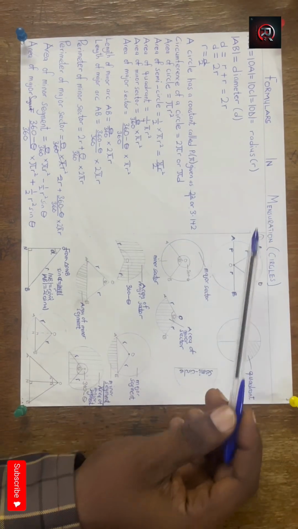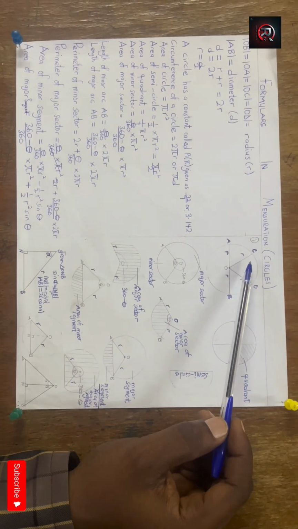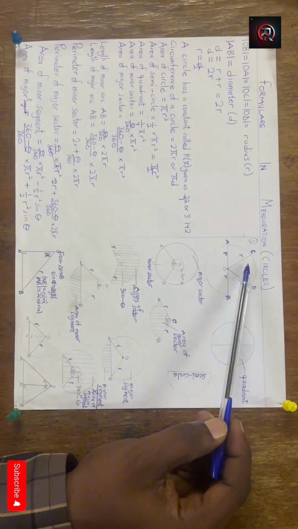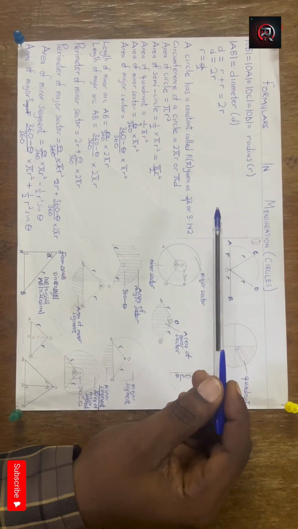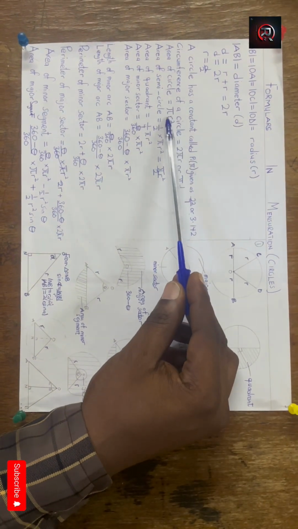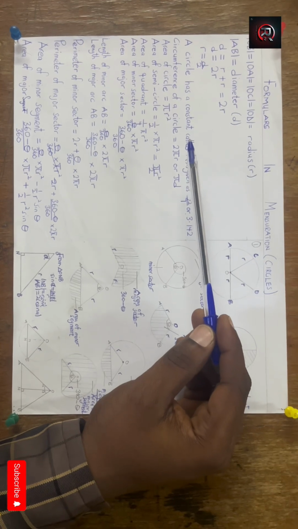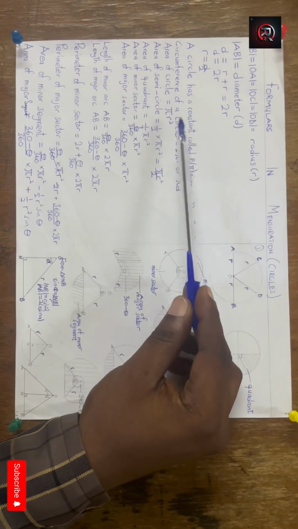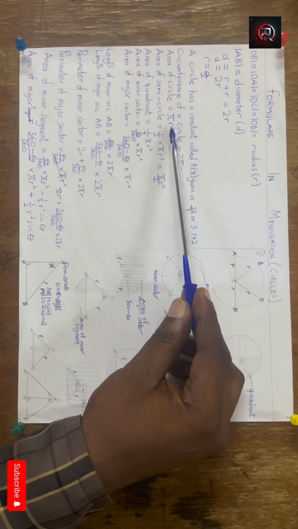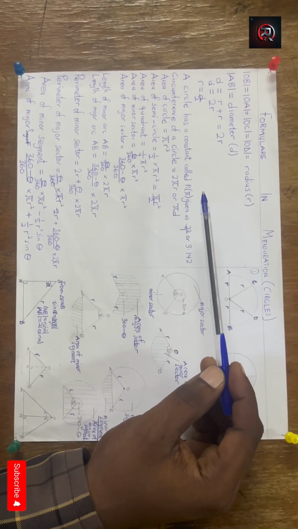All right. A circle has an area. So let us see how we can find the area of a circle. So the area of a circle mathematically is given as pi r squared. So anytime they ask you to find the area of a circle, your pi multiplied by your radius squared will give you the area of the circle.